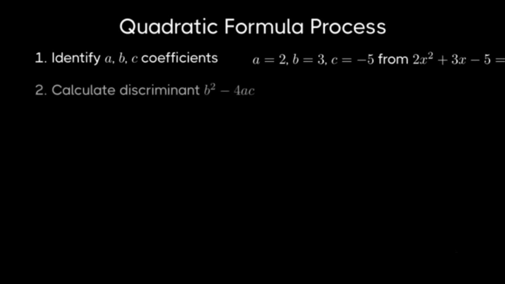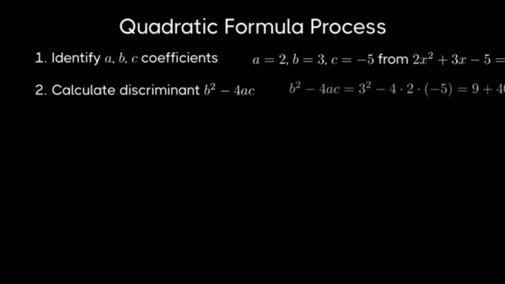Looking at 2x² plus 3x minus 5 equals 0, we can see that a equals 2, which is the coefficient of x², b equals 3, which is the coefficient of x, and c equals negative 5, which is our constant term. Step 2. Now we calculate the discriminant, which is b² minus 4ac. This tells us about the nature of our solutions.